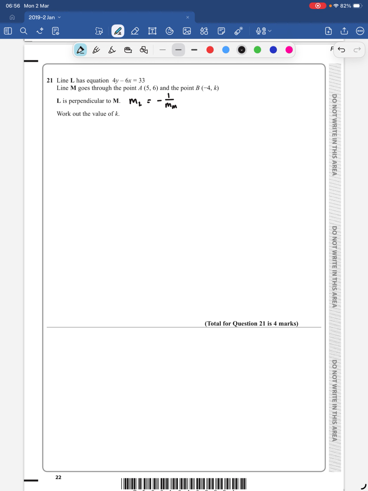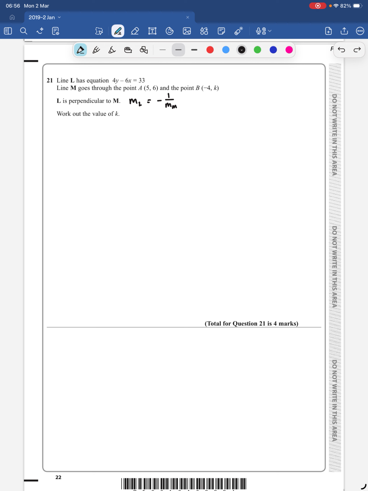Once I've got the gradient for M, I can write it in terms of y equals mx plus c, but I won't know what c is. I know what m is, and I can substitute in a known point. That gives me y and m and x, which allows me to work out c. And then for this one, I will know y, I know m, I know c, and I don't know x, but I can work it out. So that's my strategy here.